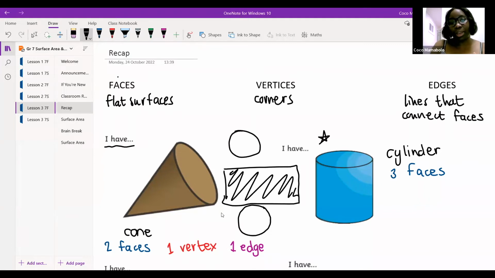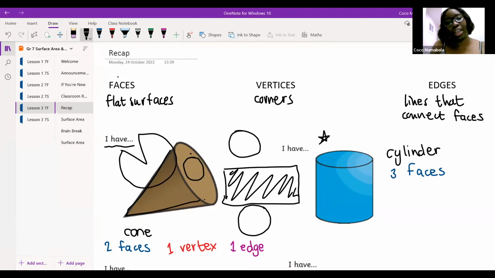Same with the cone that we had here. I'm going to cut out one circle over here, and to get this part over here, I'm going to cut out something that looks like that. Actually, that's what it looks like. And this is one whole face like that.